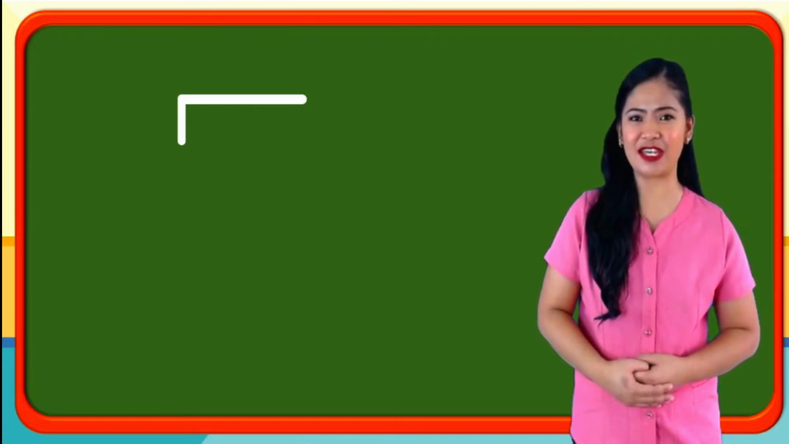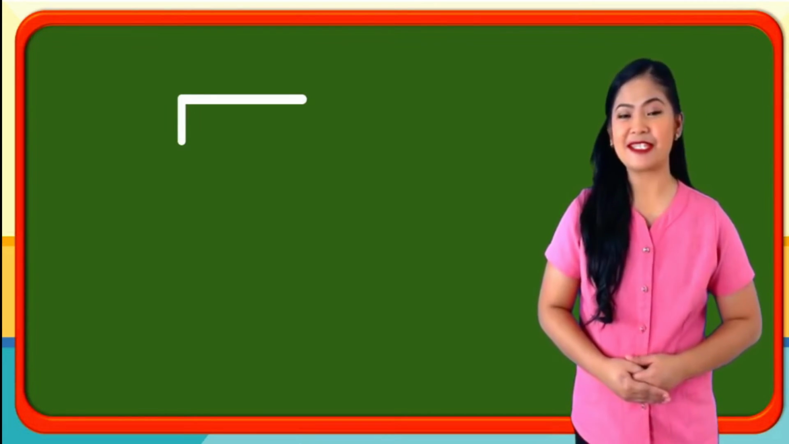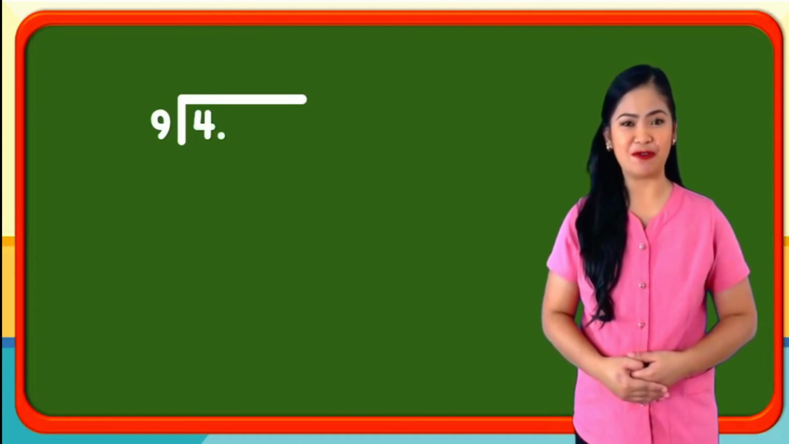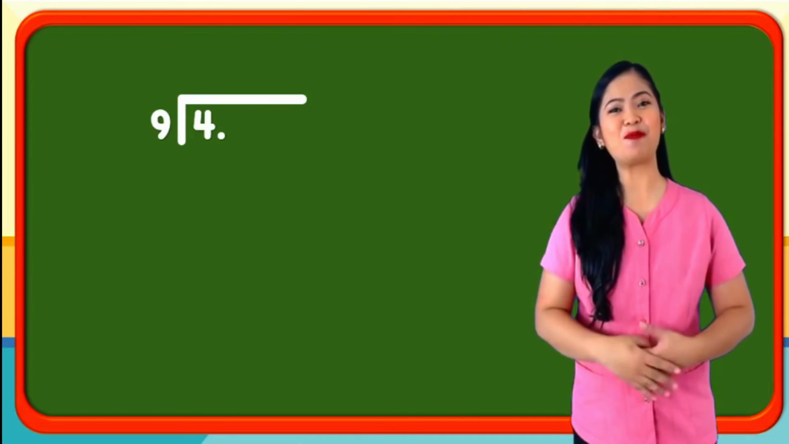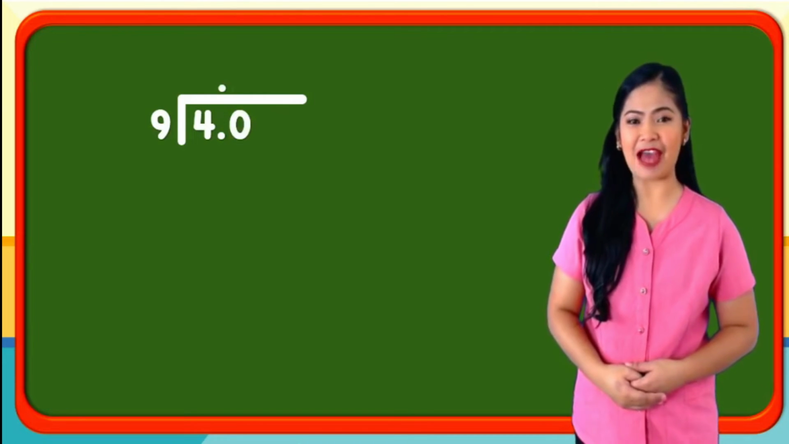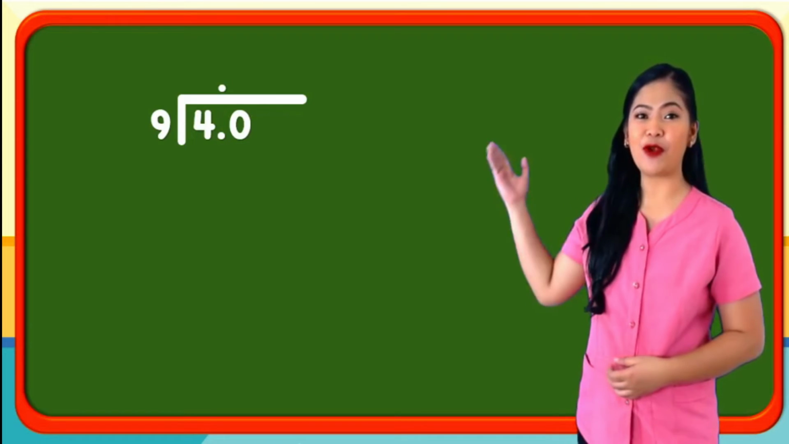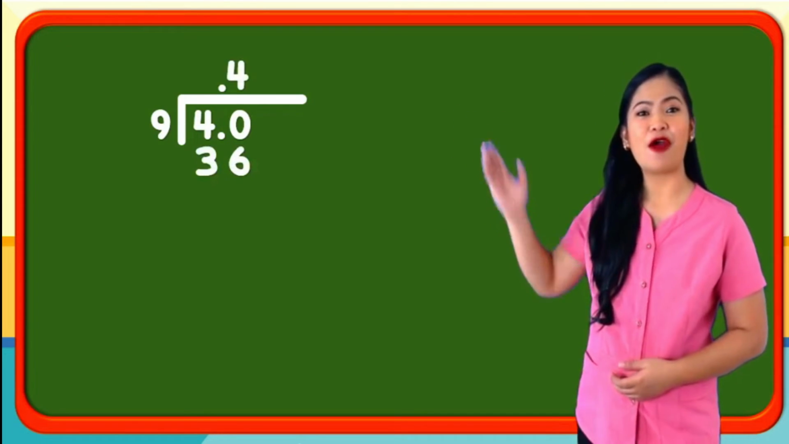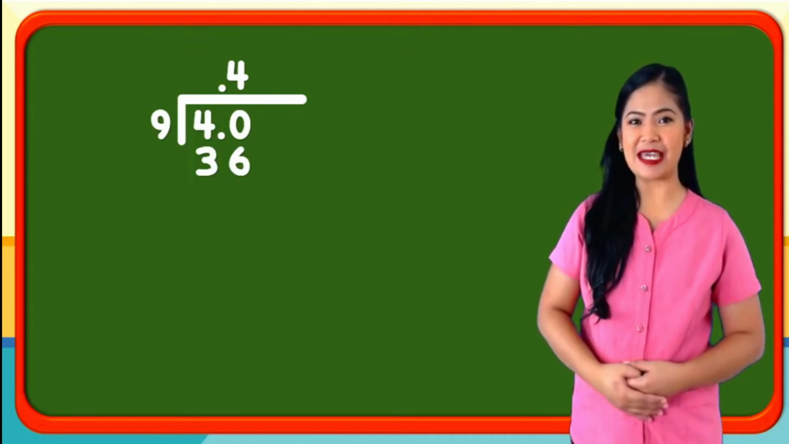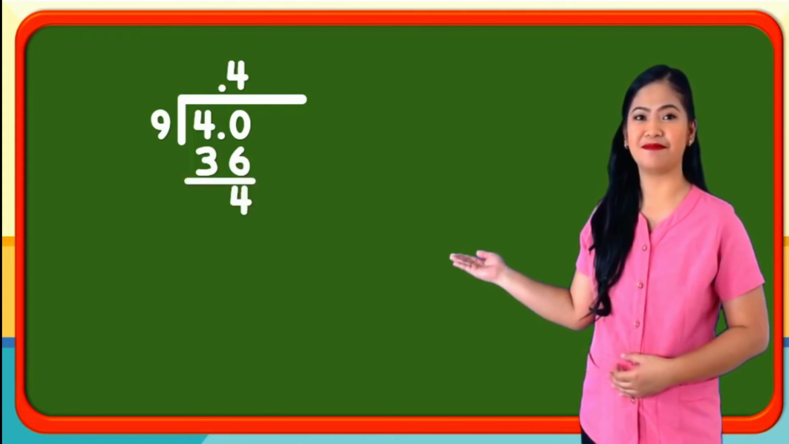Again, by using long division, we are going to divide the numerator by the denominator. That means 4 divided by 9. Put a decimal point after 4 and right above it to preserve its original value, then annex or write 0 after the decimal point. So now we have 40. 40 divided by 9 is 4. 4 times 9 is 36. 40 minus 36 is 4.